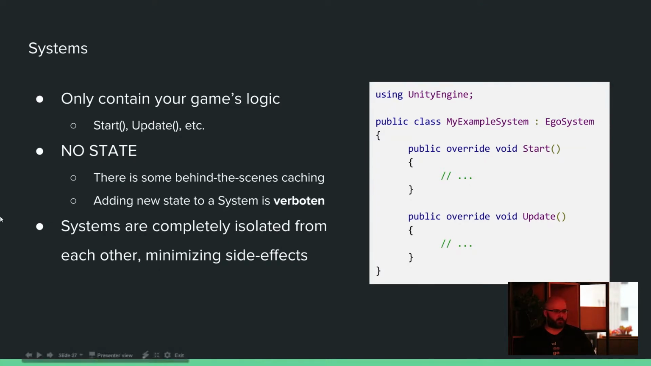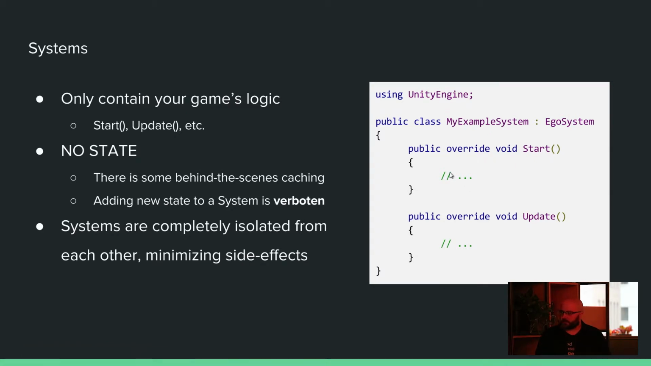Sometimes these are also called processors, depending on the framework that you're going with. I just went with the norm and called them systems. So systems only contain your game logic, the start, the update, etc. And also, you'll notice they have no state. You don't put any of your own states. So you don't put a bool is game over. You don't put game object references or component references. It's just like up here in the class declaration, there's no state.